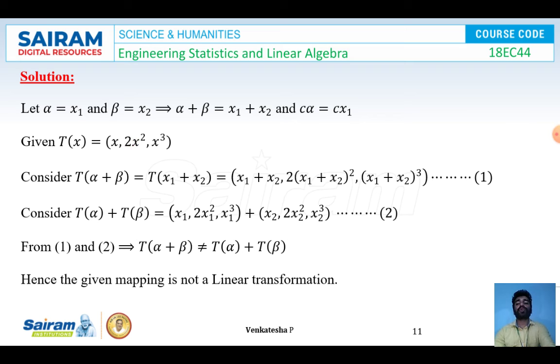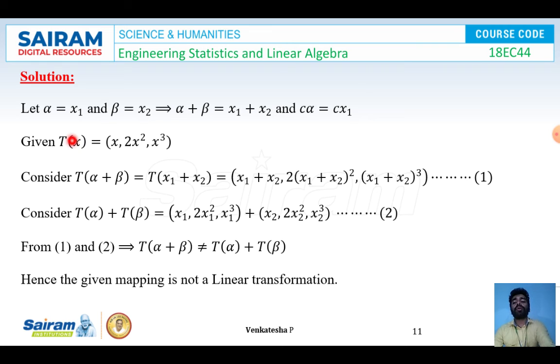They have given that the function T of x will be equal to (x, 2x square, x cube). Now I'm going to consider T of alpha plus beta, and we have to prove that T of alpha plus beta is equal to T of alpha plus T of beta. So taking T of alpha plus beta, it will be equal to T of x1 plus x2.